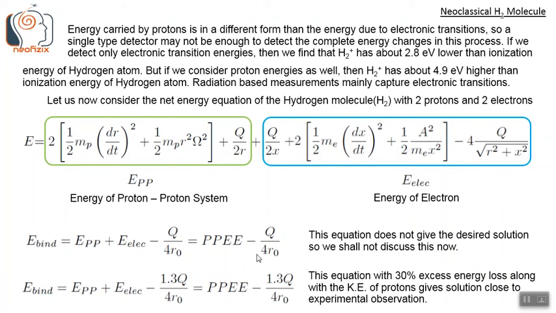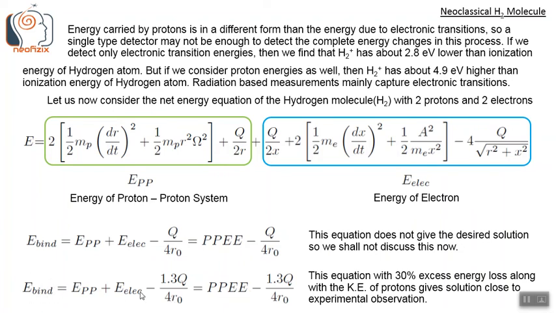So we can define the binding energy as the total energy minus the kinetic energy of the protons, PPE. PPE is nothing but the sum of the EPP and ELEC, which is the sum of the proton energy and electron energy. PPE is the sum of the 2 proton 2 electron system, and binding energy is PPE minus Q by 4R0. But this equation does not give the desired solution, so we shall not discuss this equation here now. But we can define the binding energy as shown here.